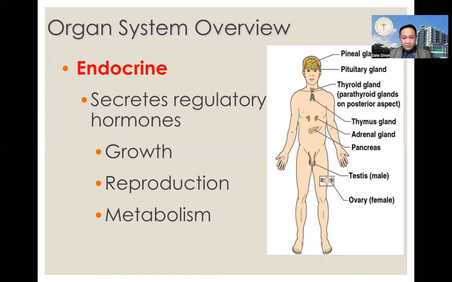Now, this will all be discussed. I think this is the last topic in anatomy and physiology, and I will be discussing that with you. But in general, for this session, all you need to know is that the endocrine system controls growth, reproduction, and metabolism through regulatory hormones.